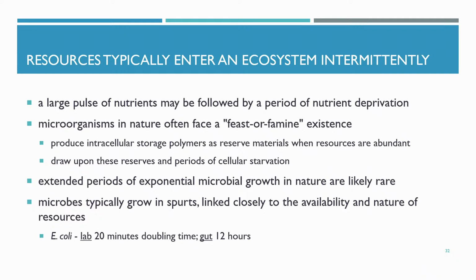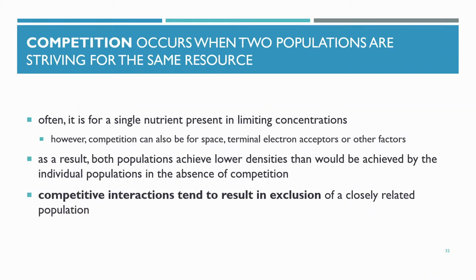And so, mirroring on this negative impact, there's also competition that can occur when two populations are striving for the same resource. Often it's for a single nutrient present in limiting concentration, so there isn't too much of this. There's just a limited amount of this resource, and two microbes are competing for it. As a result, both populations achieve lower densities than would be achieved by just one population there in the absence of competition.